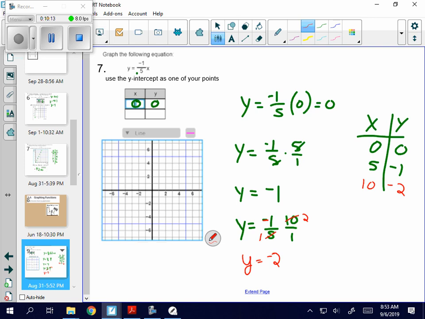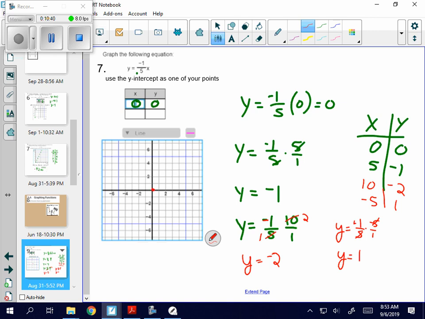If we'd like to get one more point that does fit, what if we plugged in negative 5? Y equals negative 1/5 times negative 5 over 1. Well, the 5's cancel, and so do the negatives, and y would equal 1. When x is negative 5, y is positive 1. So let's graph the points that fit. We definitely have 0, 0.